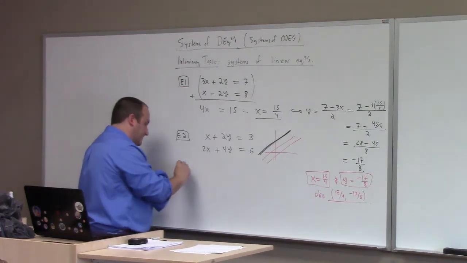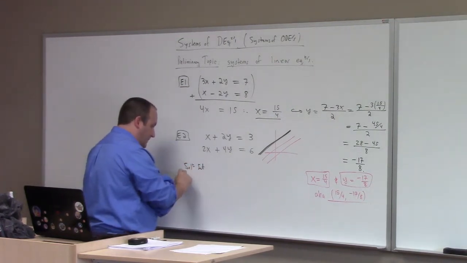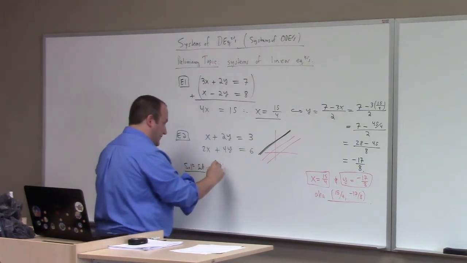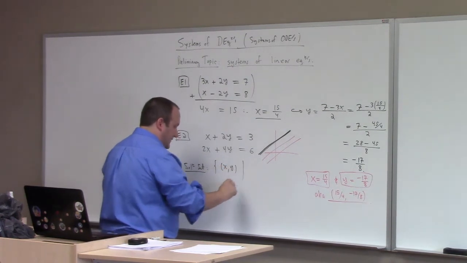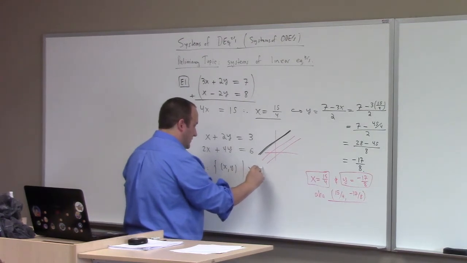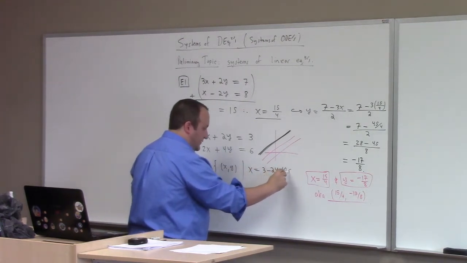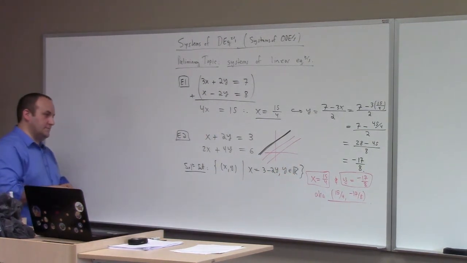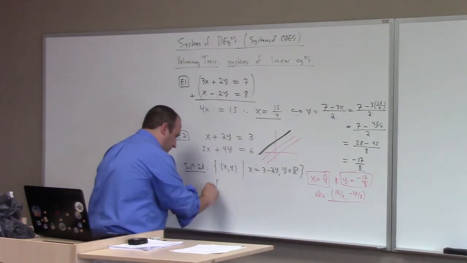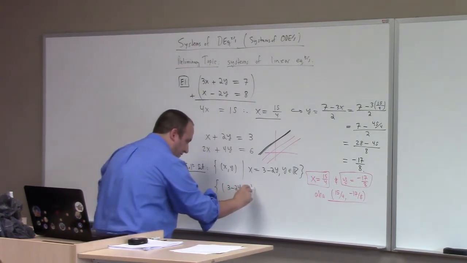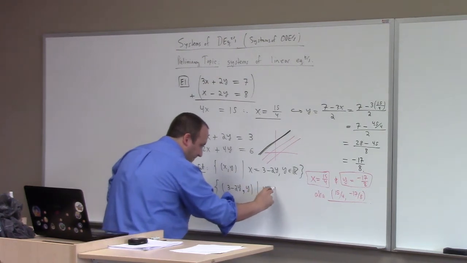What's the solution set then? All points. That's kind of true, but all x would be fine. How about this? It's (x, y) such that x is equal to 3 minus 2y, and y is a real number. That's one way you could write it. Another way to express that would be (3 minus 2y, y) such that y is a real number.